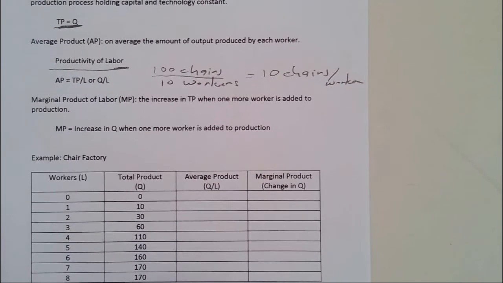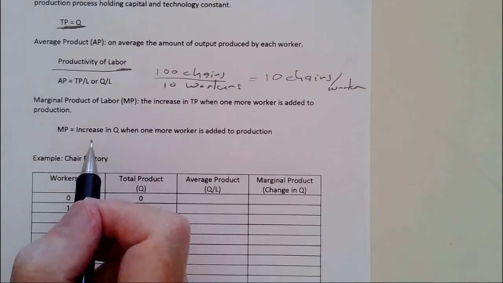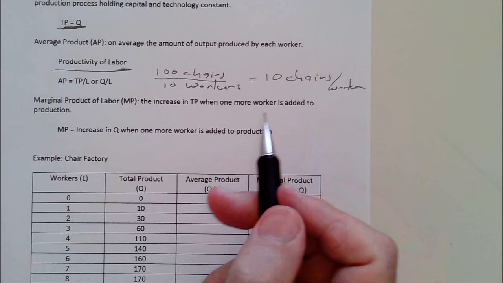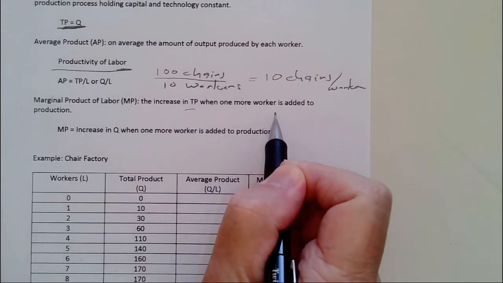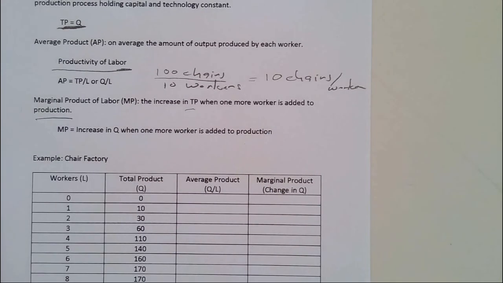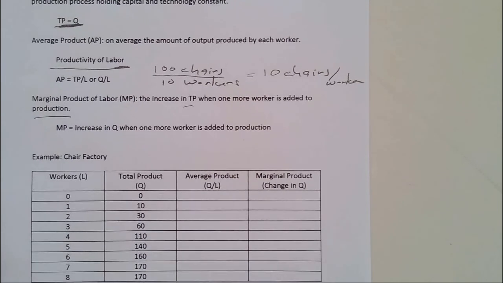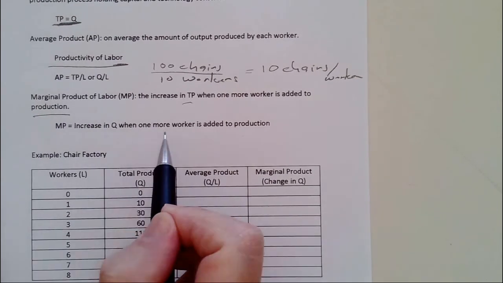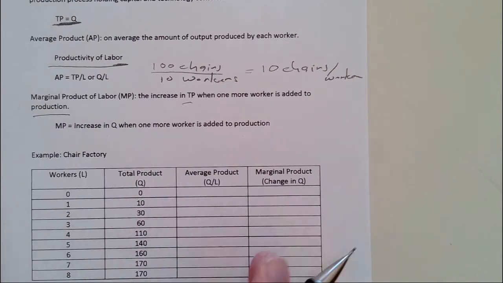And then the marginal product of the variable input, in this case labor, is MP, and this tells us the increase in total product when one more worker is added to production. So if we add one more worker, the marginal product tells us what that worker adds to the business. So it's the increase in output Q when one more worker is added to production.